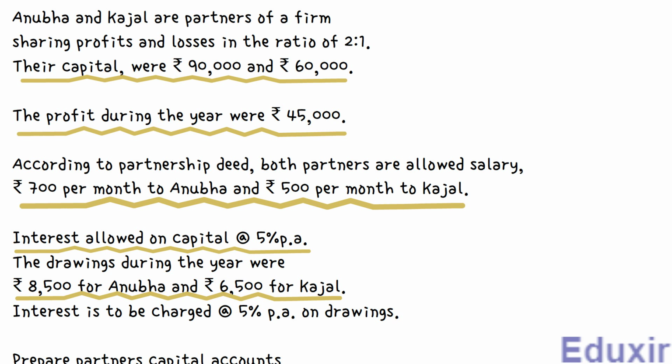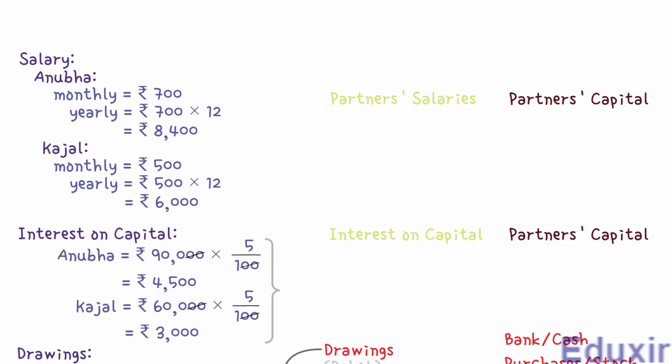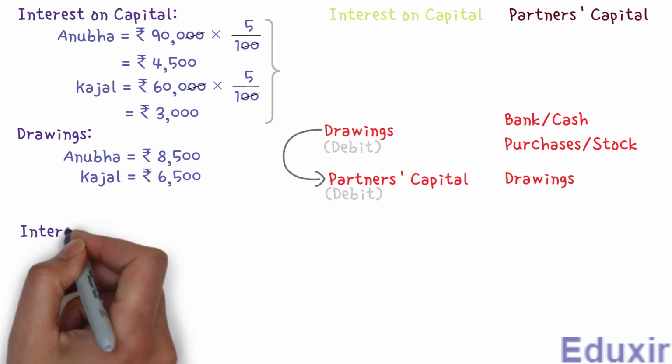After dealing with the drawings amount, the next thing that we should deal with is the interest on drawings. As per the problem, the interest on drawings is 5% per annum. Let's now proceed with the calculation of the interest on drawings. Let's first write the header interest on drawings in the working notes.